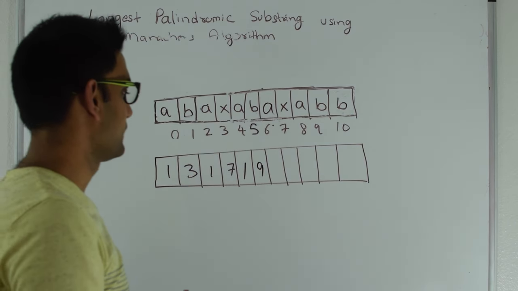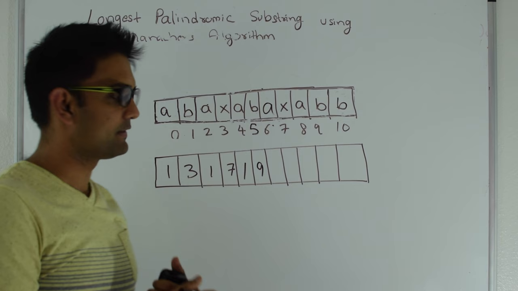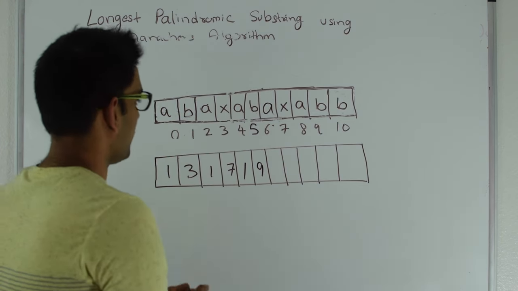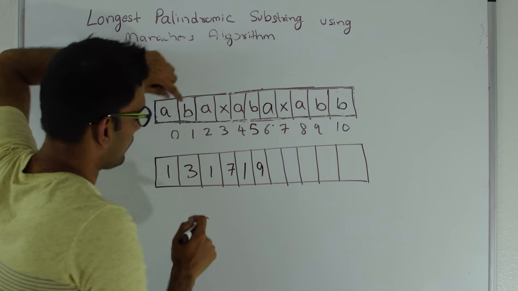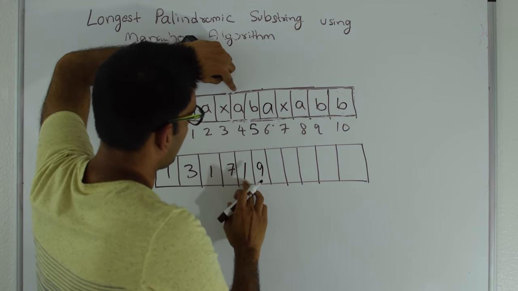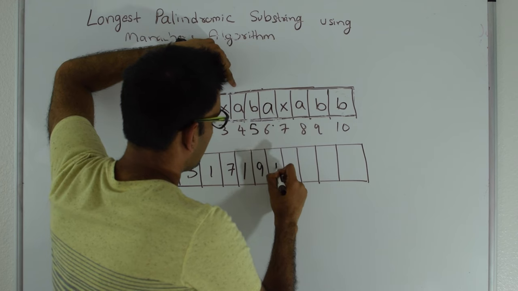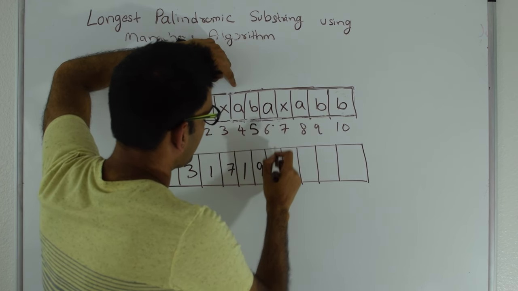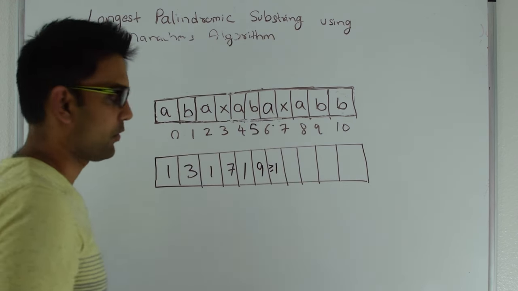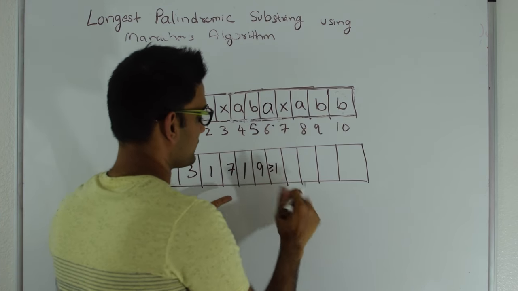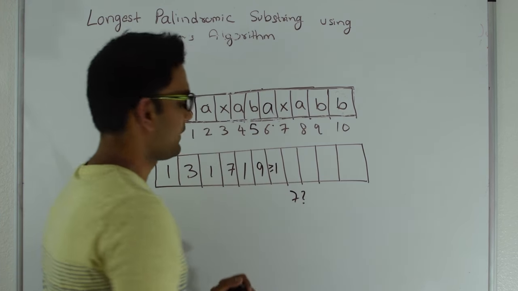So at this point, our question is, what should be the next center? So let's see again. We go back here, we copy this number here, saying that the palindrome around this will at least be of length 1 or more. Then we go here, can we copy this 7 here? And the answer is no.